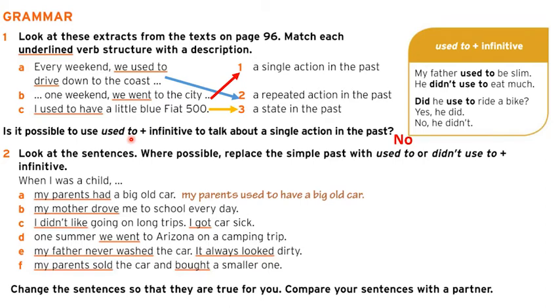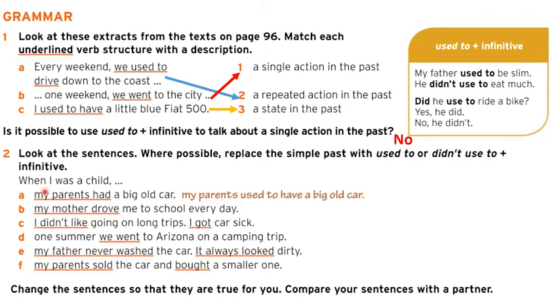Now, let's practice this topic. In exercise 2, we have to look at the sentences. Where possible, replace the simple past with used to or didn't use to plus infinitive. Okay, so here we have these sentences, and only if it is possible, only if it is a repeated action in the past or a state in the past, you're going to change the sentence with used to or didn't use to. If it is not possible, you're not going to change anything.